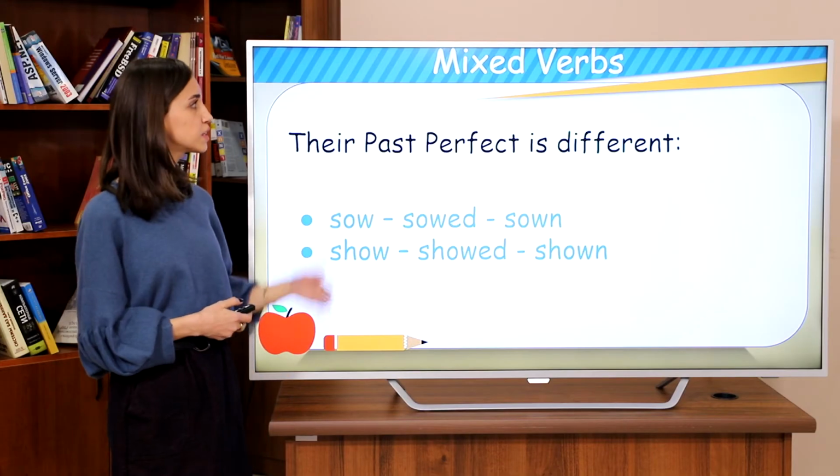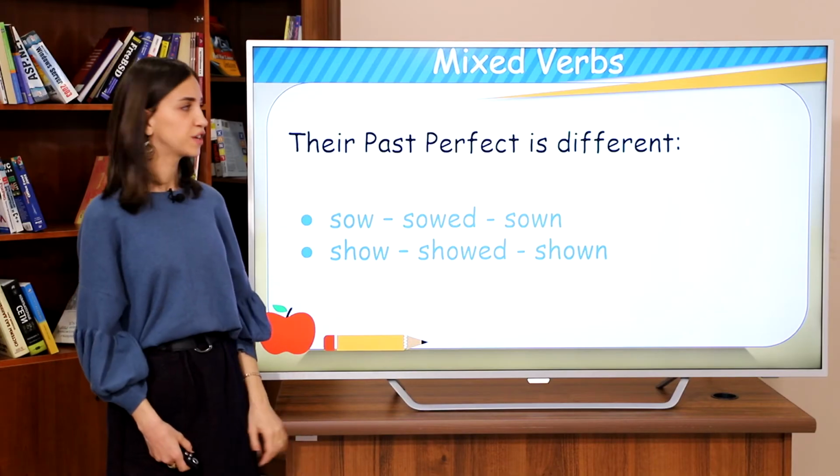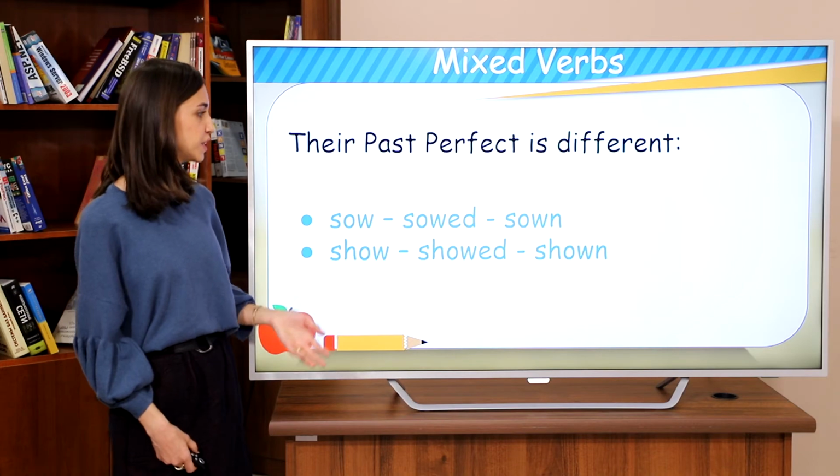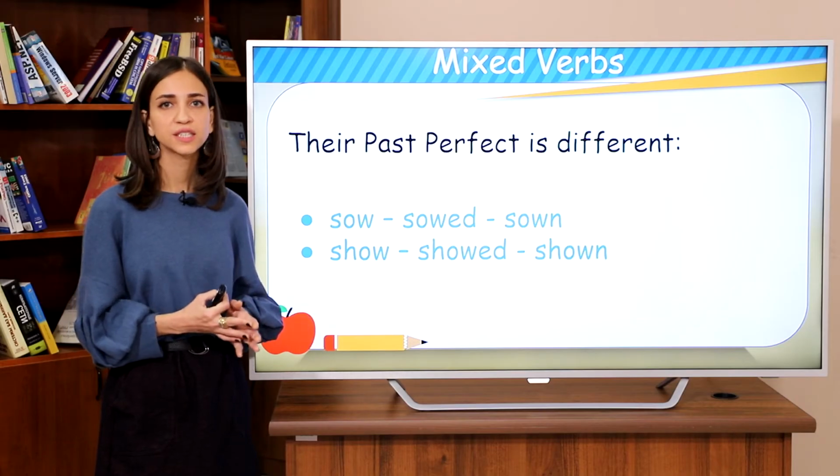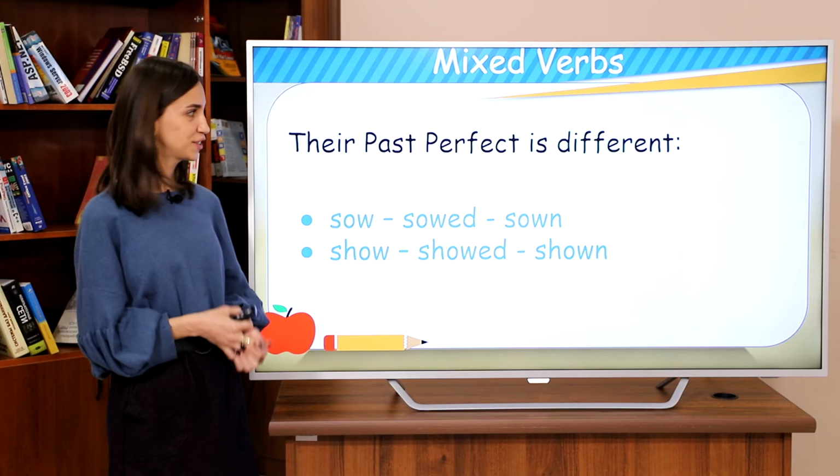So, now let's talk a little bit about mixed verbs. Their past perfect is different. So, sew, sewed, sewn. Show, showed, shown. You are just going to learn all these forms by heart.